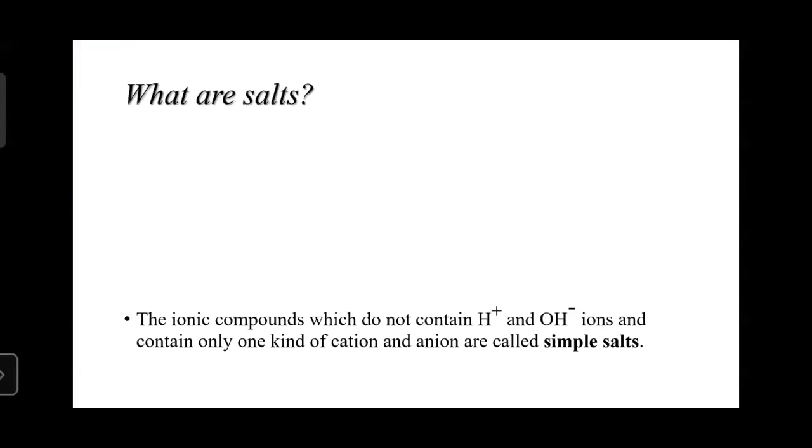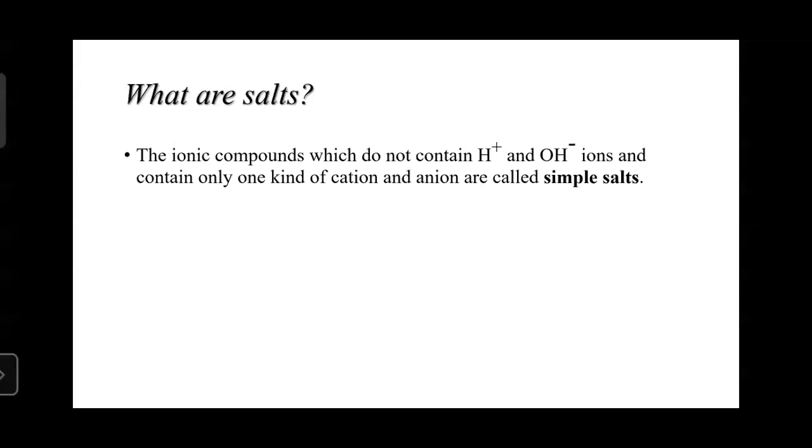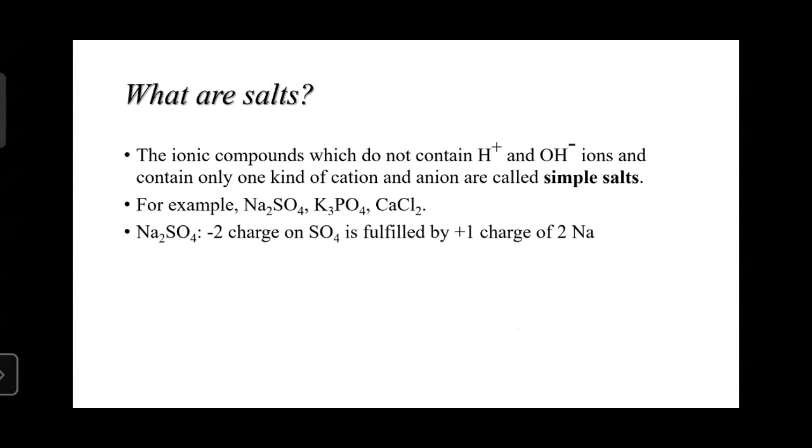Now salts are ionic compounds which do not have H plus and OH minus ions, and that contain only one kind of cation and anion. Those are called simple salts. Some examples are: Na2SO4, K3PO4, and CaCl2. The first example, that is Na2SO4.